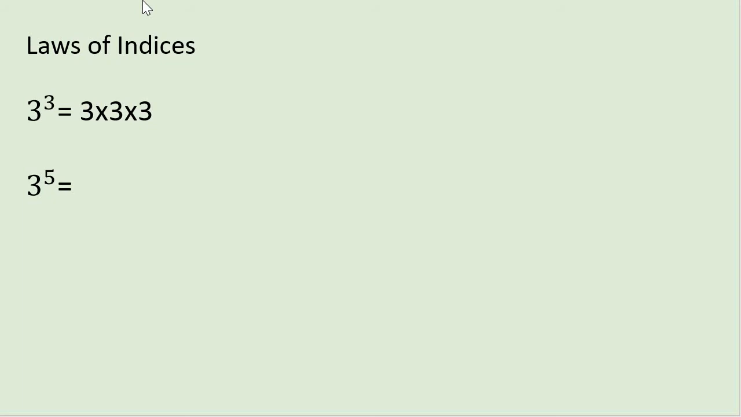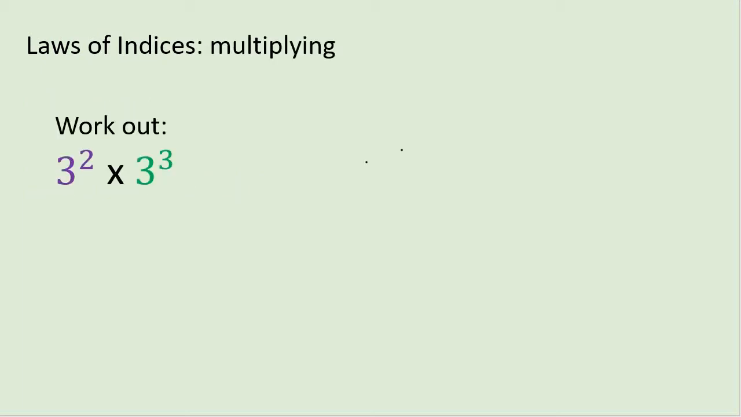So 3 to the 3, for example, that means 3 times itself 3 times. Or 3 to the power of 5, that means 3 times 3 times 3 times 3 times 3. And it's just a shorter and neater way to write the same number so that we don't have to write out these long expressions. We can just write 3 to the power of 5. So today we're going to be looking at what happens when we multiply and divide numbers like this, so numbers that have powers. So firstly, let's look at multiplying.